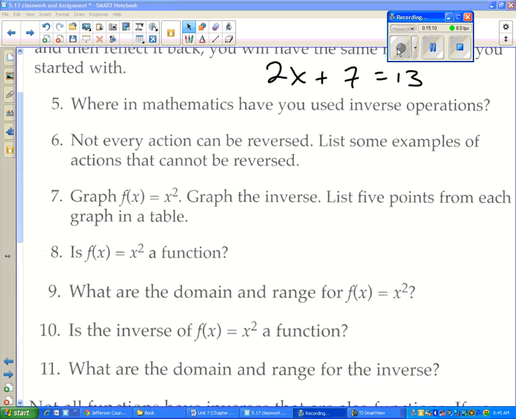So please write something down for number 6 as something that cannot be undone. List some examples of actions that cannot be reversed. Those are real practical things. Linear functions can be reversed. They can. There is an inverse to it. We will work on that in a little bit, I believe.